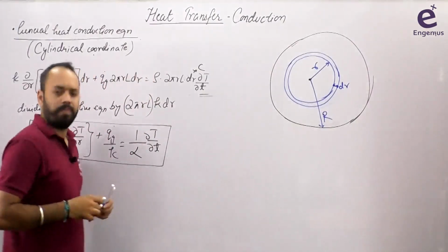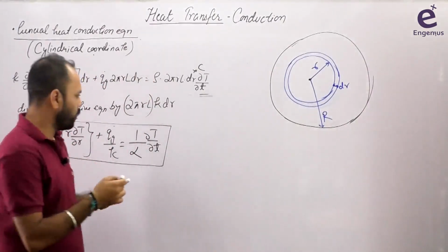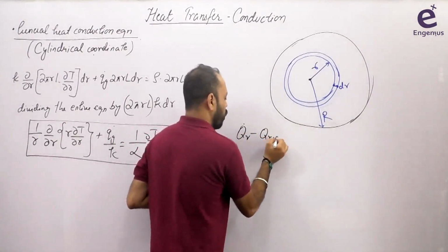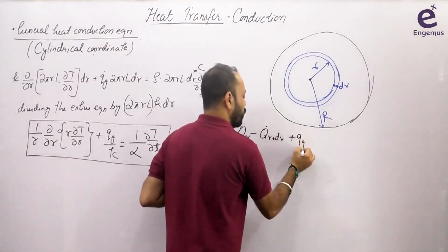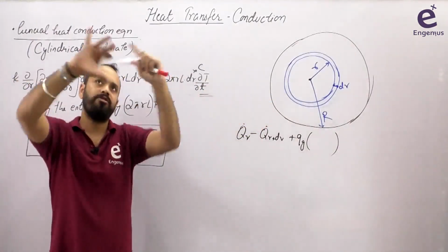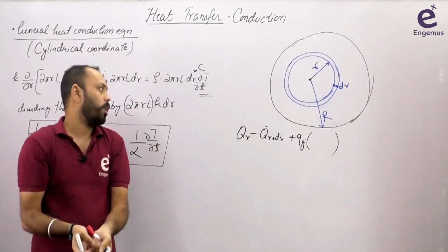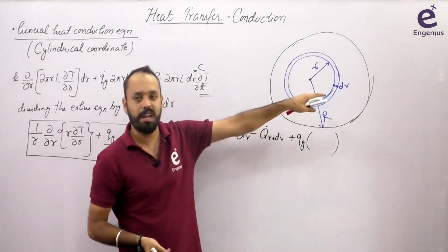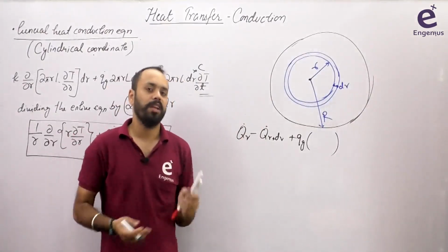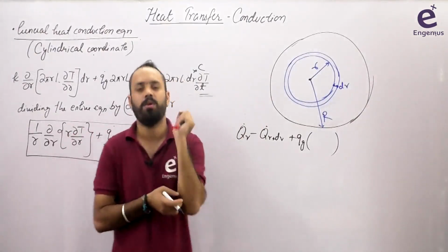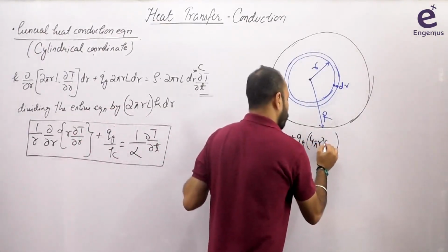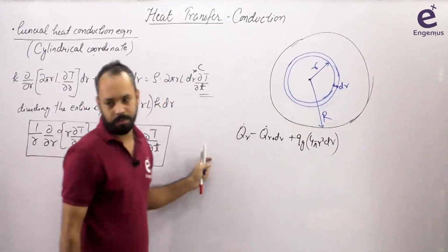Now, I'm writing the balance on the element. Very quickly: QR minus QR plus dr plus QG. Now, what is the volume? If you understand its volume, the work is done. This is a spherical shell, and there is nothing in between the center and the element. So what is the volume? Area into thickness. What is the area of a sphere? 4 pi r square. What is the thickness? dr. So it should be 4 pi r square dr. That is the volume.